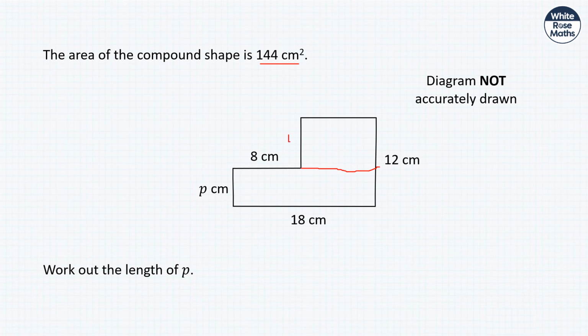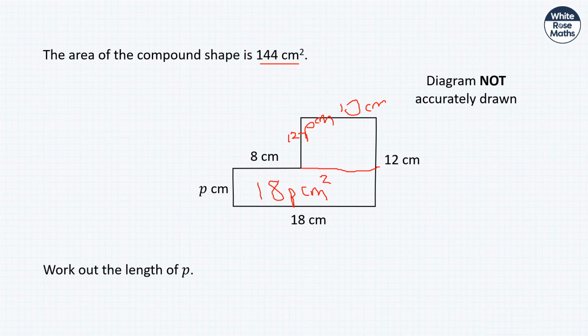So this length here will be 12 minus P. And the reason for that is this plus this has to equal this, okay? This next one would have to equal 10 because 10 plus 8 is going to be 18. Okay, I'll just put the centimeters next to it. Okay, so the area of this rectangle will be P times 18, so that'll be 18P centimeters squared.